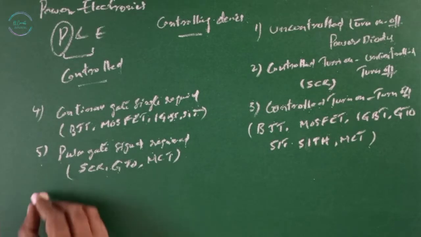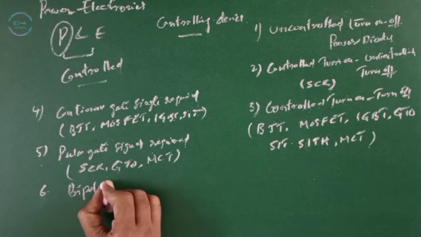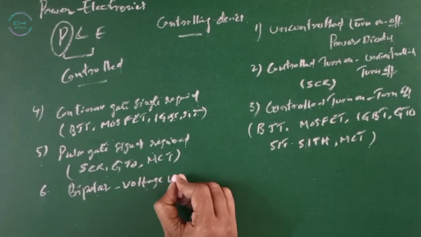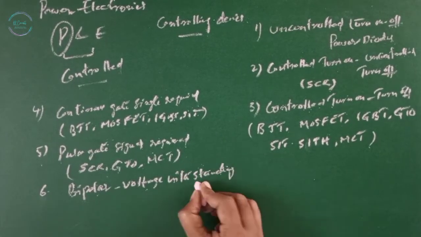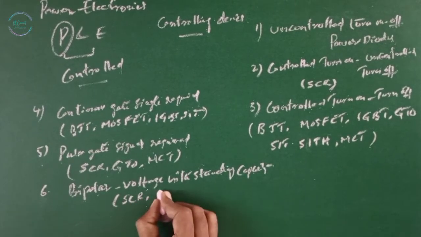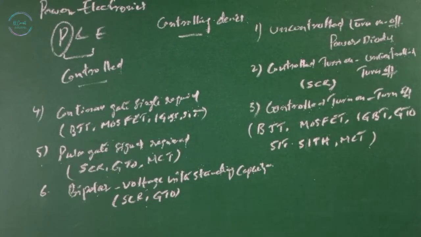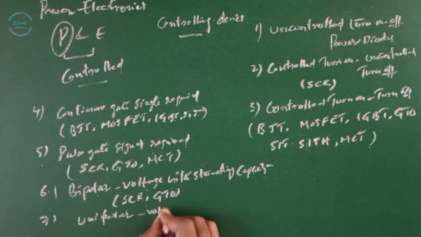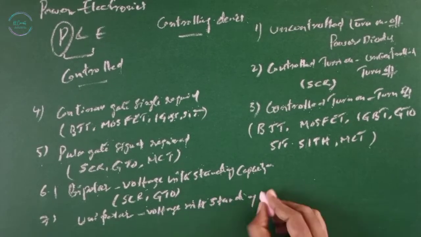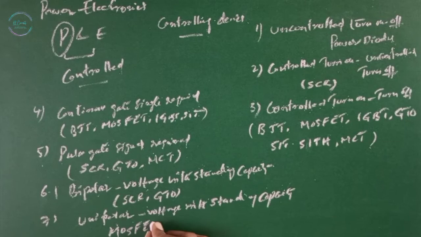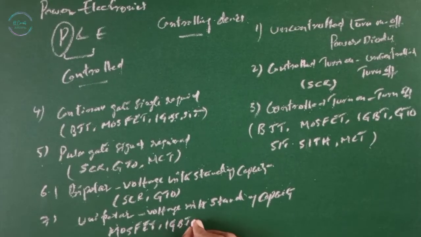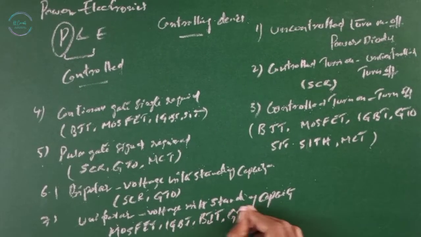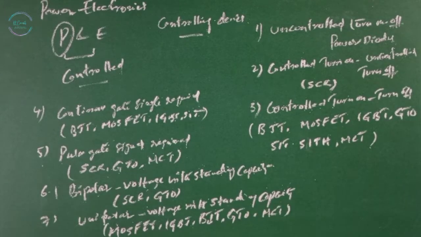And depending upon the voltage, bipolar voltage withstanding capability or capacity: SCRs and GTOs are able to withstand bipolar voltages. And the seventh one, unipolar voltage withstanding capability: MOSFET, IGBT, BJT, GTO and MCT. These devices have unipolar voltage withstanding capability.